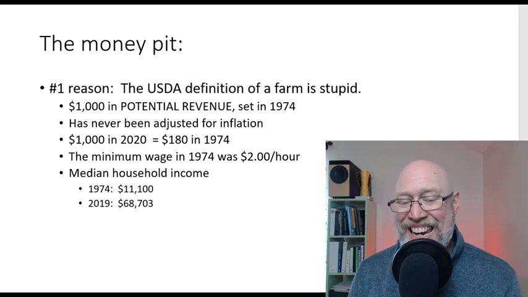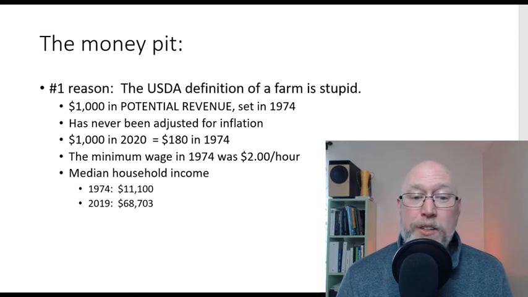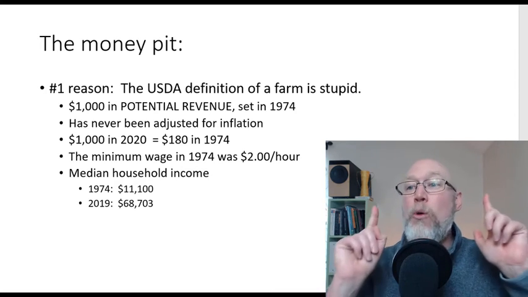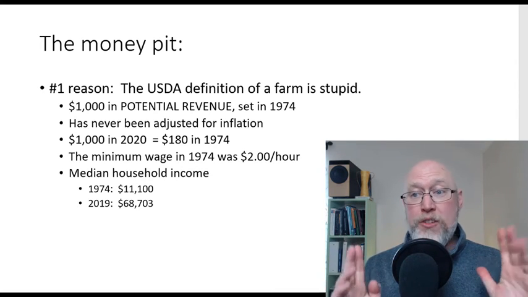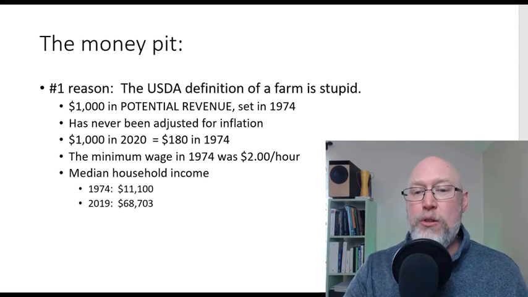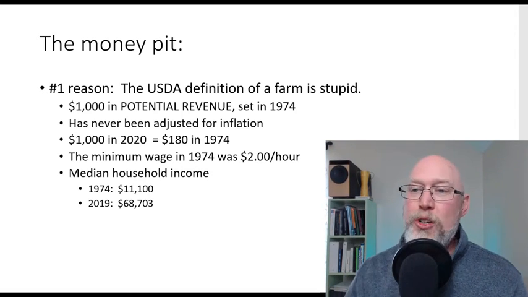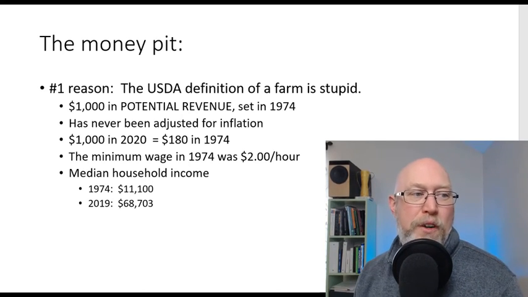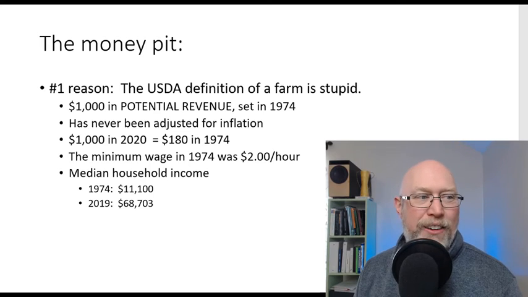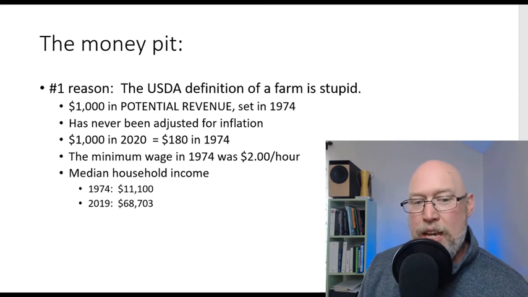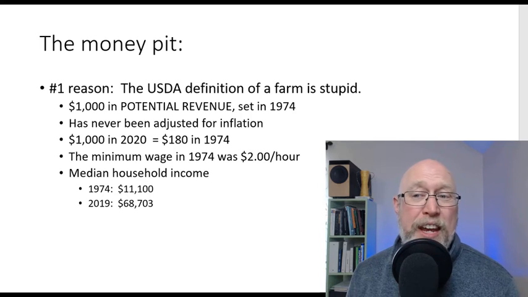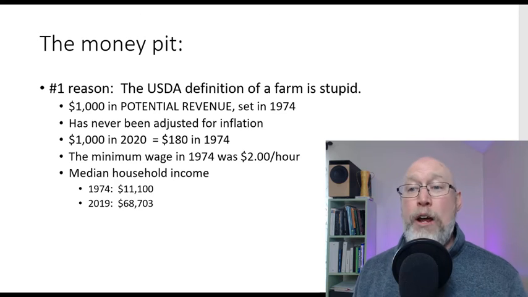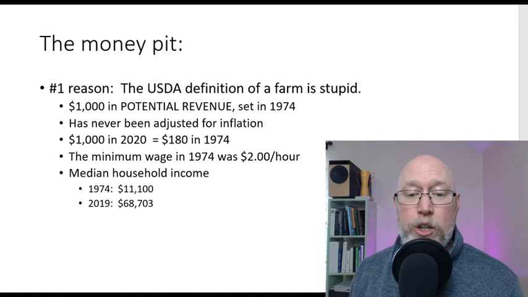According to the USDA, if an operation has the potential to generate $1,000 in revenue, not profit, revenue, that's different, okay? They would call it gross receipts, or the big buzzword we mentioned earlier, what was it again? The gross cash farm income, GCFI, right? And you don't even have to earn that much. You just have to have the potential to earn that much. So you could have no revenue and the USDA would still call you a farm.